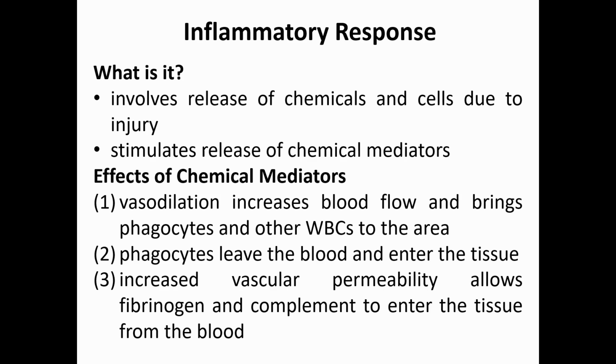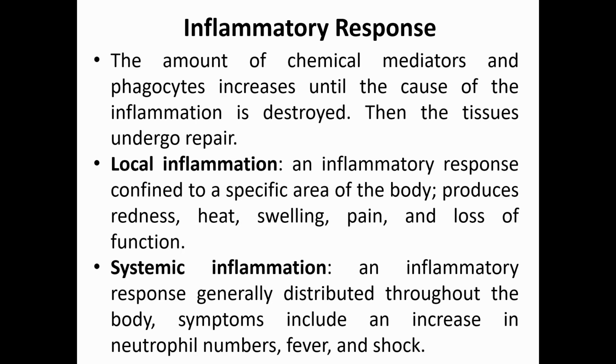Next, you have your inflammatory response. So, your inflammatory response involves a release of chemicals and cells due to injury, which stimulates the release of other chemical mediators, and the effects of these chemical mediators are, number one, vasodilation. Number two, phagocytes leave the blood and enter the tissue. Increased vascular permeability allows fibrinogen and complement to enter the tissue from the blood. The amount of chemical mediators and phagocytes increases until the cause of the inflammation is destroyed. Then the tissue undergoes repair.